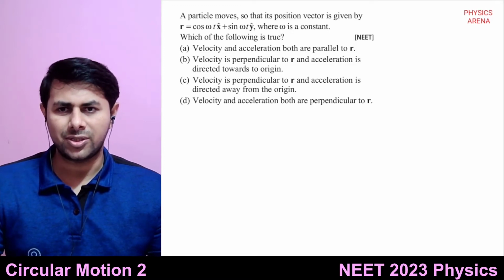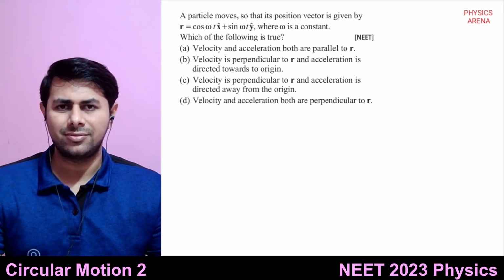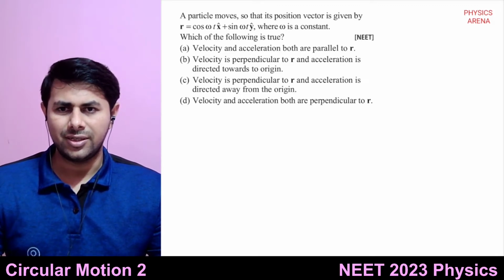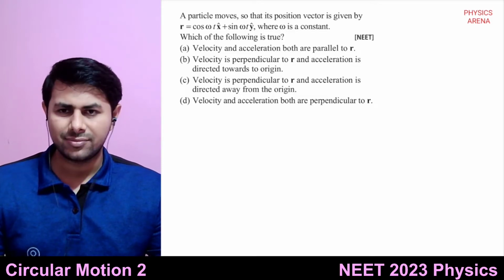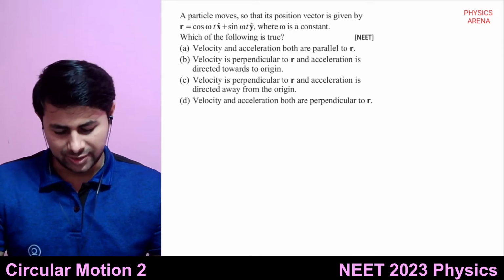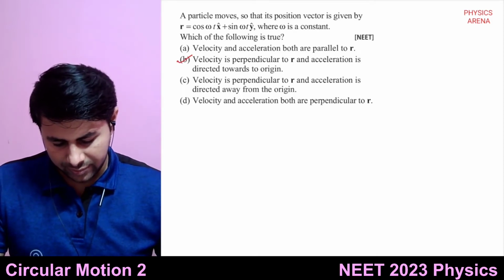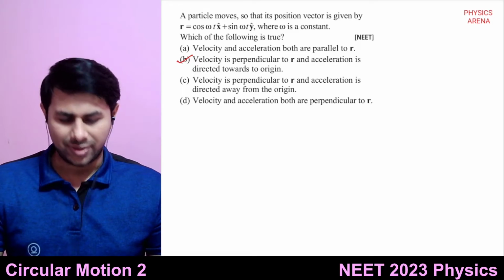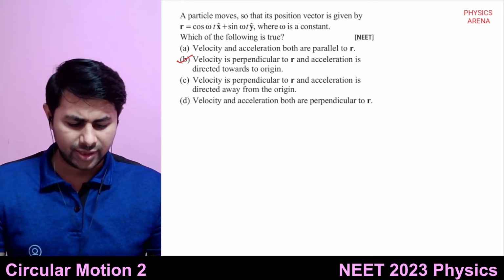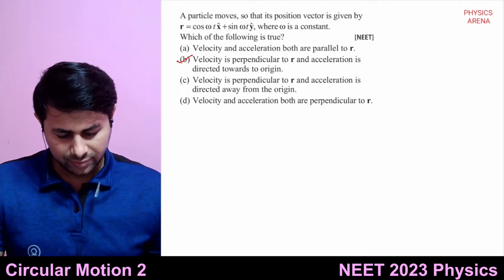In circular motion, what is the direction of acceleration? The centripetal acceleration. Okay, it is along the radius towards the center. So which option? Option B. Option B is the answer. Okay, is it difficult? No, sir. Okay, this is from NEET, I guess 2016 or something.